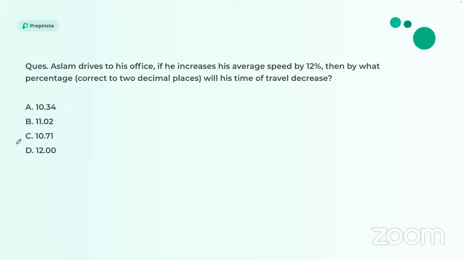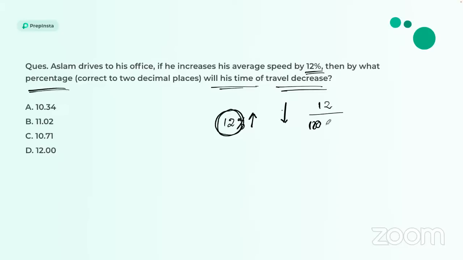So just look into the next question. Aslam drives to his office. If he increases his average speed by 12%, then what percentage will his travel time be decreased? I don't want to prolong. Very simple. If some value is increasing 12%, then the decrease will always be 12 by 100 plus the given number. So 100 plus 12, which is nothing but 12 by 112. 12 by 112 is nothing but 10.71 percentage. I hope everyone understands. So easy, right?